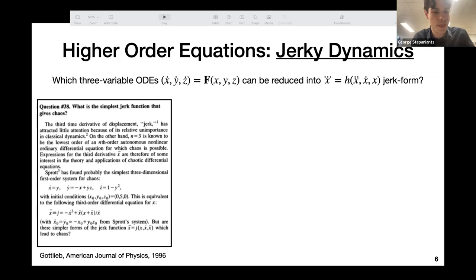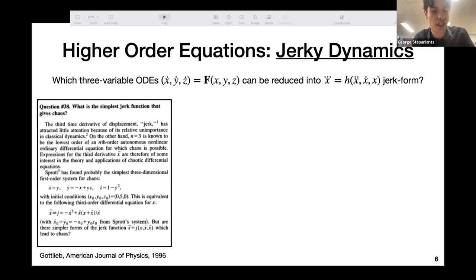And he said, we know the system is chaotic, and now we can do this kind of high school algebra to just find what the dynamics is in X and its higher order derivatives. And we see that it has this third order implicit form. And then he asked what other third order systems, just in one variable, lead to chaotic dynamics. And there were some follow-ups to this.